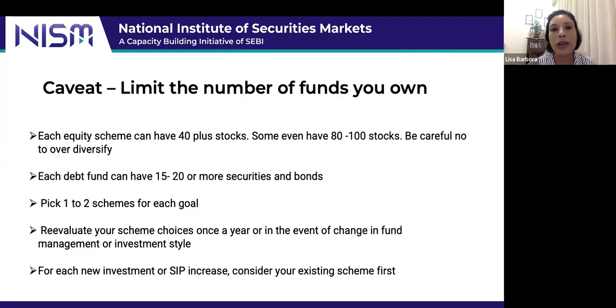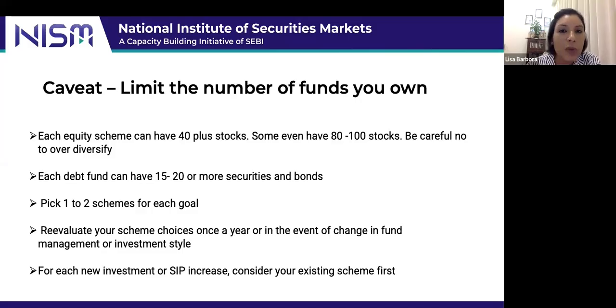Each debt fund also can have 15 to 20 securities or more. So be careful even on the debt side not to over diversify. Go back to why you were investing, figure out the goals, and assign one or two schemes for each of those goals. You don't really need more than that. If your goal is a 15-year goal or more, you can pick small and mid cap funds. If it's 7 to 8 years away, pick the large cap. If it's 6 months away, pick liquid funds. But just maybe one or two across different AMCs, whichever ones you choose.